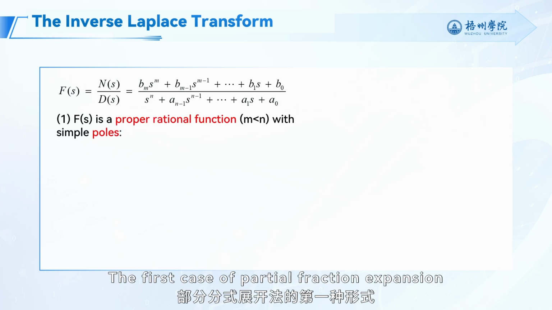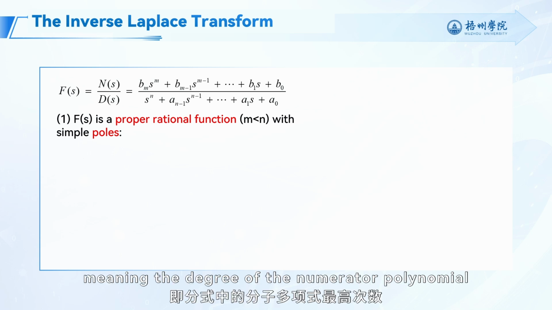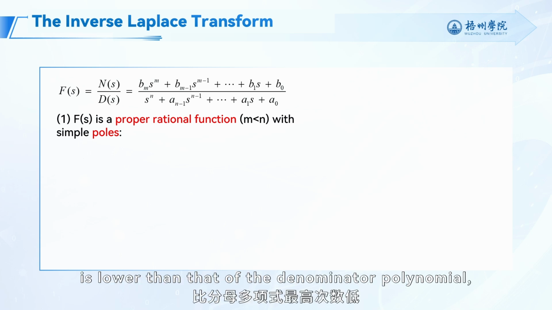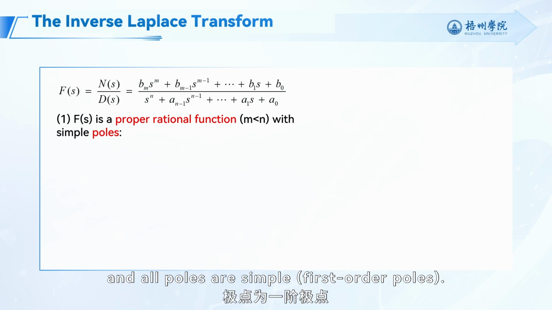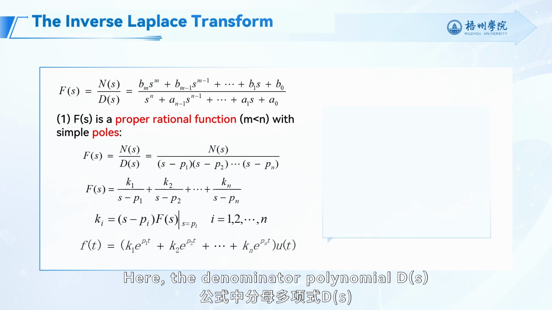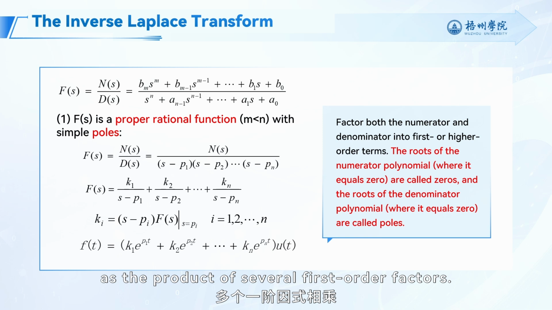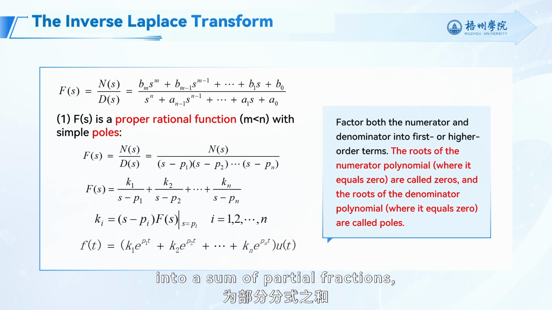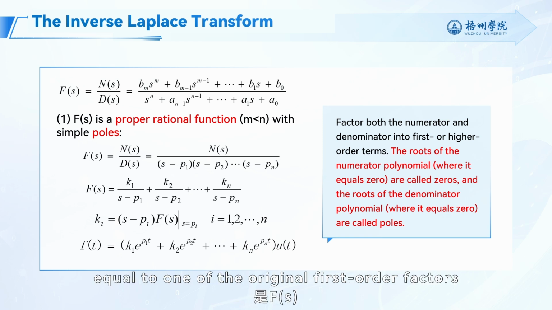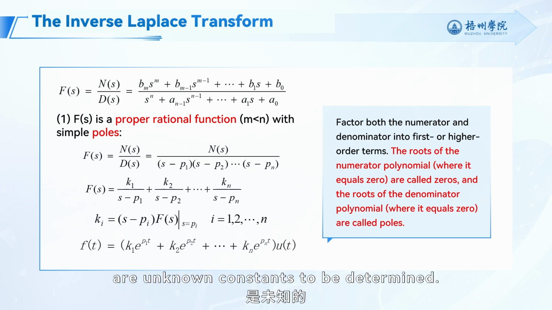The first case of partial fraction expansion is when F(s) is a proper rational function, meaning the degree of the numerator polynomial is lower than that of the denominator polynomial, and all poles are simple first-order poles. In this case, F(s) can be decomposed as shown in the formula. Here, the denominator polynomial D(s) is expressed as the product of several first-order factors. F(s) is then expanded into a sum of partial fractions, each with a denominator equal to one of the original first-order factors of F(s). The numerators, denoted k_n, are unknown constants to be determined.